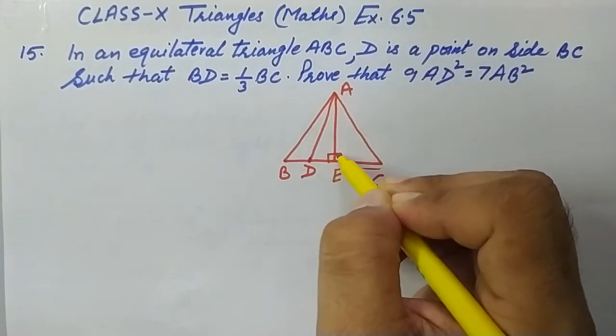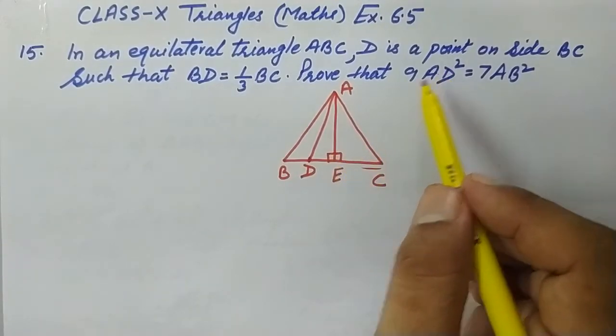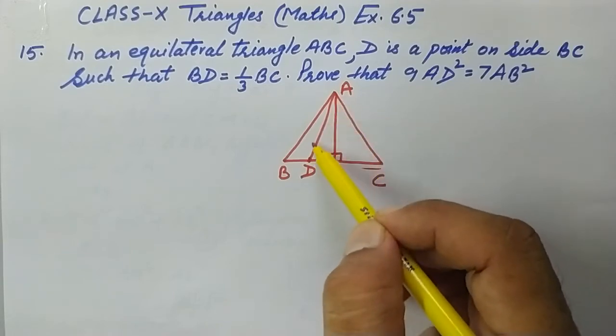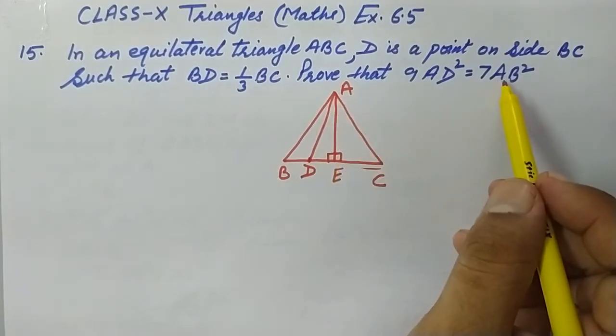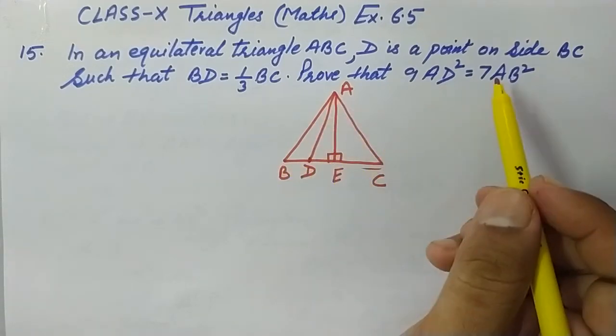AE is perpendicular, we have drawn. Now we will apply Pythagoras theorem. We will find AD square by Pythagoras theorem in this right angle triangle, and in this right angle triangle we will find out AB square also. In ABE right angle triangle we will find out AB square.